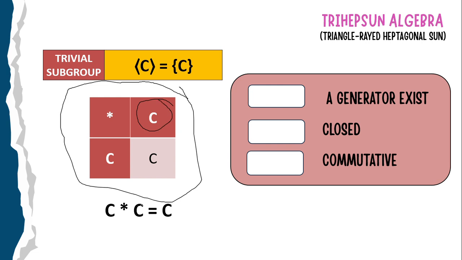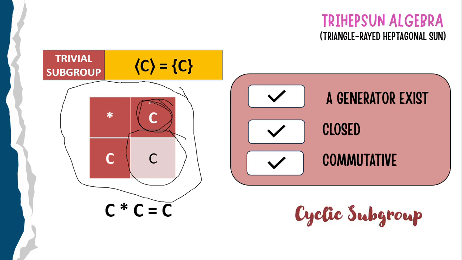Therefore, a generator exists since the element on the table is being generated. Is it closed? Yes, it is closed also because the resulting element is the same as the element being operated, which is C. This is also commutative. Therefore, the trivial subgroup is a cyclic subgroup.